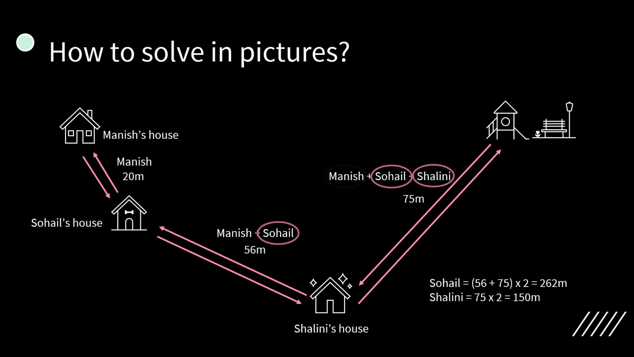Finally, how much has Manish walked? Manish walks the 20 meters from his home to Sohail, 56 meters to Shalini's house and then the 75 meters to the playground. Then he comes all the way back to his home after playing. So how much has Manish walked? 20 plus 56 plus 75, and he has done it 2 times to go to the playground and back. So he has walked 302 meters.